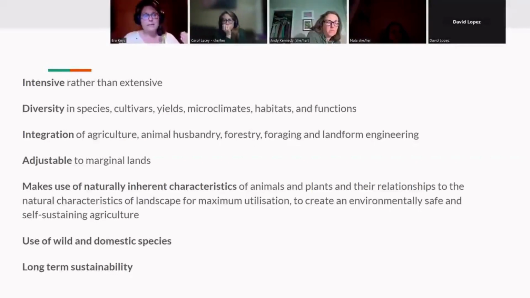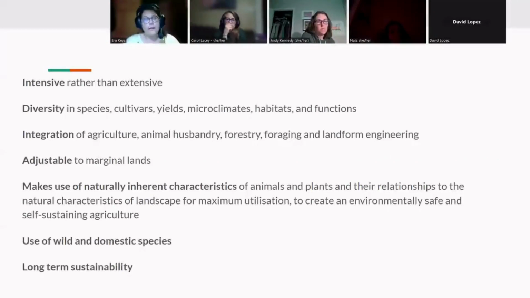Okay, the second thing is diversity in species, cultivars, yields, microclimates, habitats, and functions. This is a huge part of permaculture design. One of the major parts of permaculture is increasing the amount of diversity. And because we do live in this time where we're seeing a mass extinction across all sorts of ecosystems in the human society, let alone in nature, permaculture has really started to focus on this. How many microclimates, how many habitats, and how many functions can I stack in the smallest space possible?